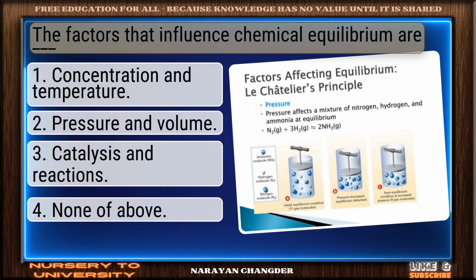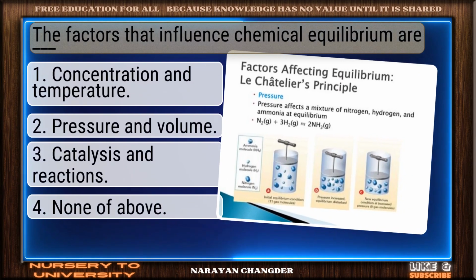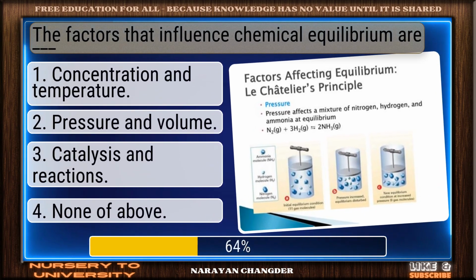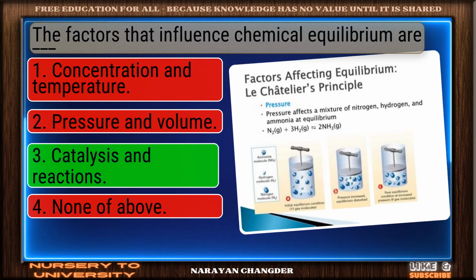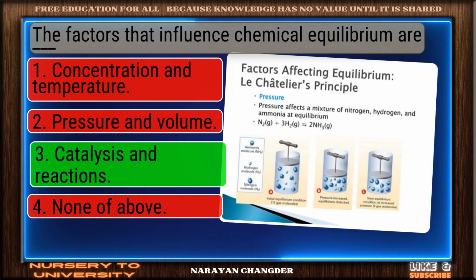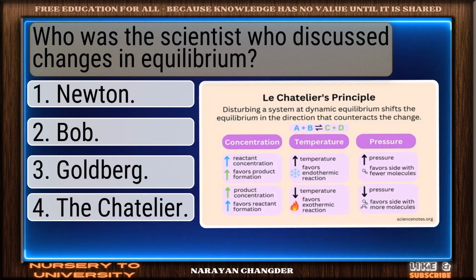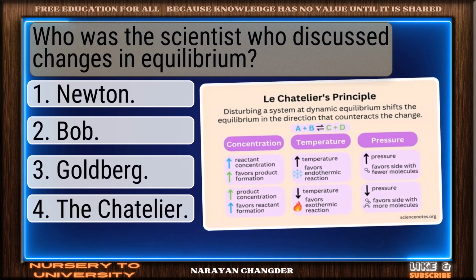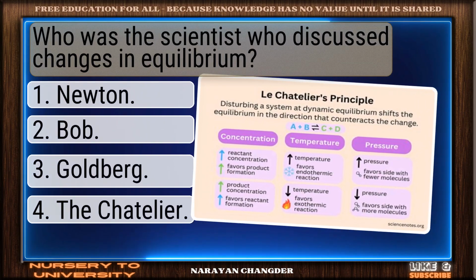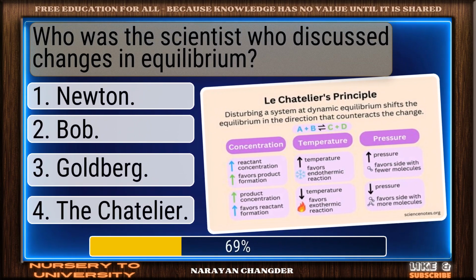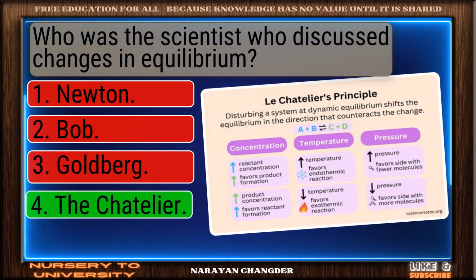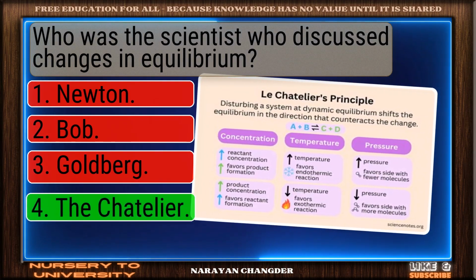The factors that influence chemical equilibrium are dash. Excellent. Concentration and temperature is a brilliant choice. Who was the scientist who discussed changes in equilibrium? On track. Le Chatelier is the correct answer.